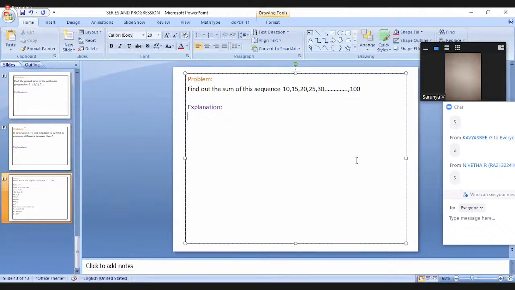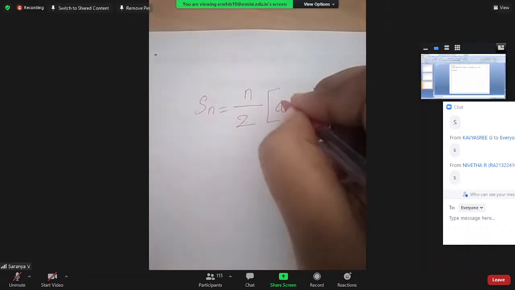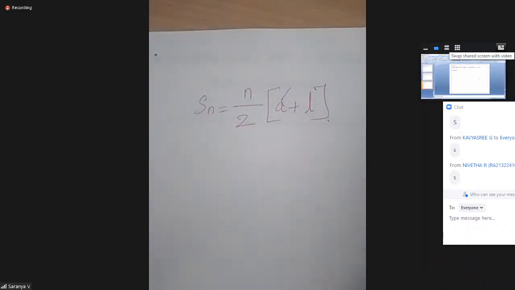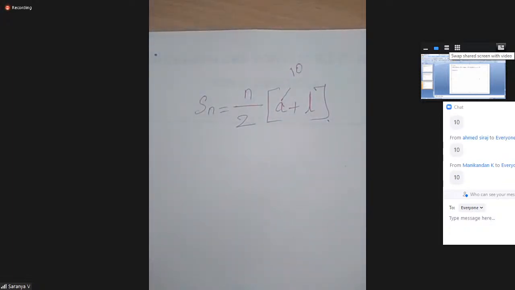We have the formula to find the sum of the terms in the arithmetic progression. So that is, to find the sum of the terms, n divided by 2 into the first term plus the last term. Got it? So I know the first term already. What is your first term in the series? Post your answers. What is the first term in the sequence? 10. And what is your last term? Right, 100.